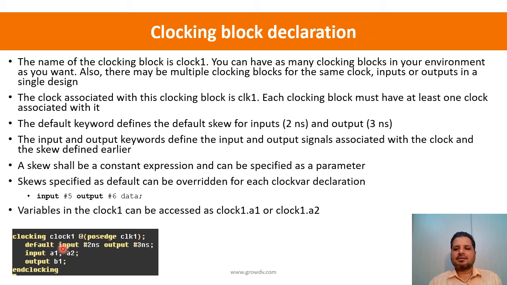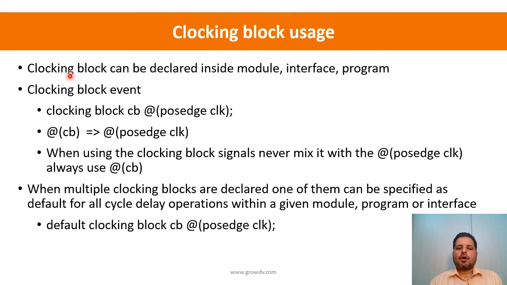So this way you can access the signals present within the clocking block. The clocking blocks can be declared, as we have already seen, inside a module, interface, or a program. And let's say if I declare a clocking block CB at posedge of clock, then I can just say @CB, and @CB is equivalent to whatever clocking event that I have specified. So @clocking block name is equivalent to the clocking event that we have specified for the clocking block.